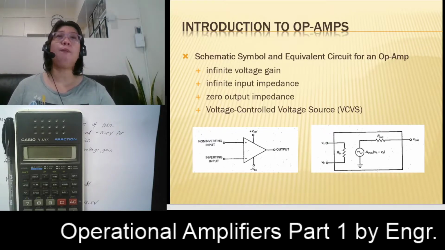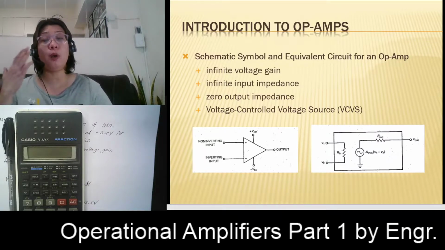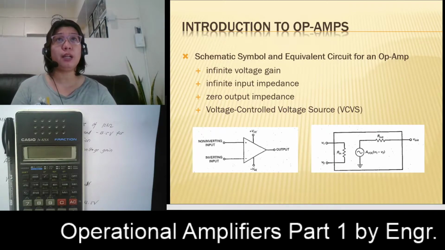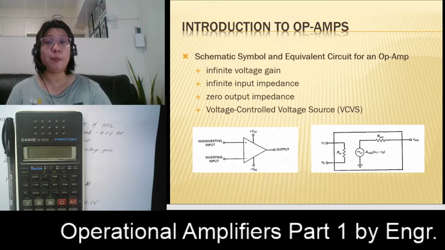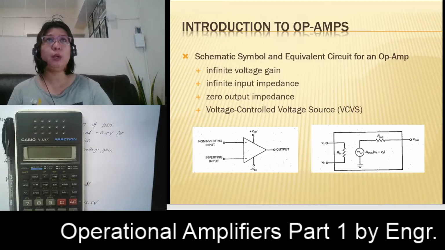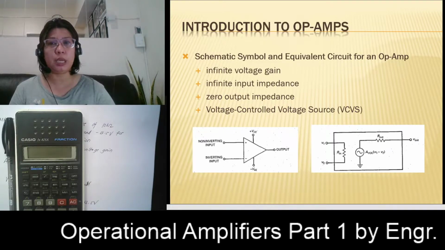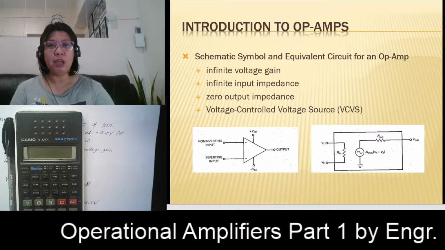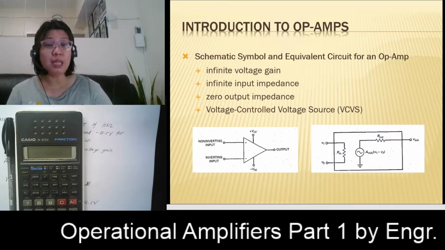Okay, so showing also the equivalent circuit for our op-amp, this will show the characteristics for an ideal operational amplifier. So what are the characteristics for an ideal operational amplifier? First of all, it has an infinite voltage gain. What do we mean by an infinite voltage gain? We are expecting really high voltage gain, so that your op-amp is capable of giving us a very, very high voltage gain. So it has an infinite input impedance.